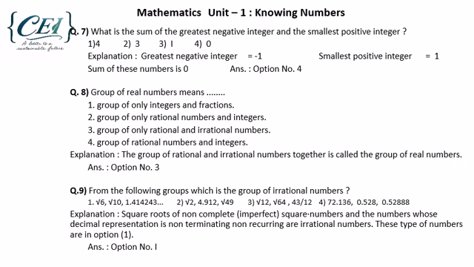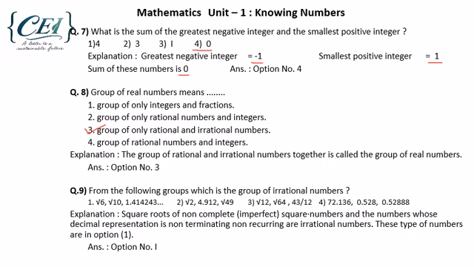What is the sum of the greatest negative number and the smallest positive number? The greatest negative number is -1. The smallest positive number is 1. If you add them, the answer is 0. So option 4 is correct. Real numbers means rational plus irrational. The group of rational plus irrational is the right answer.